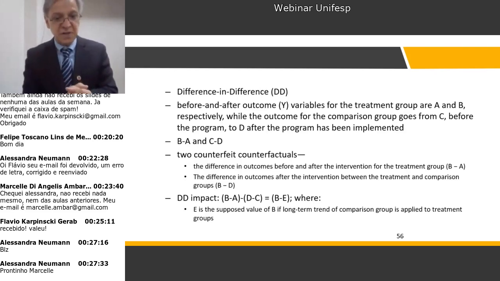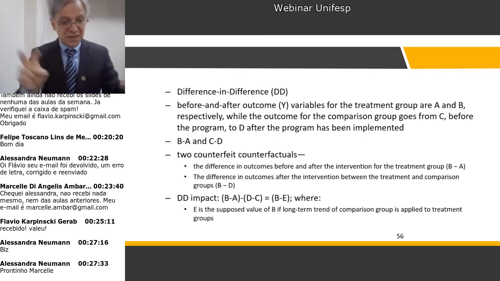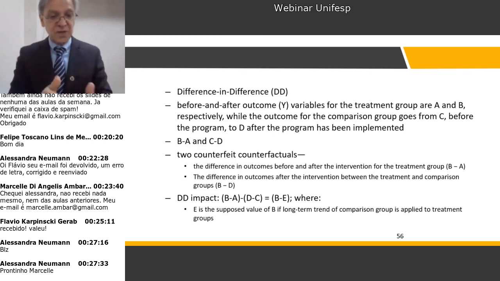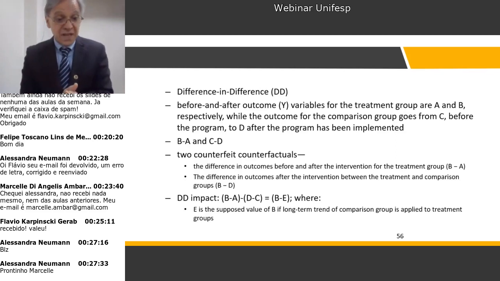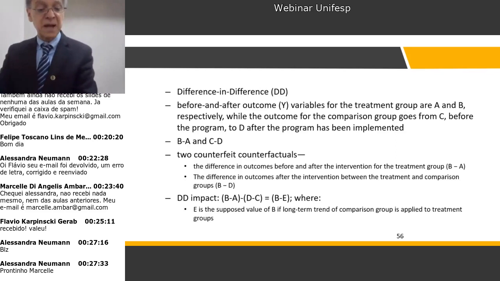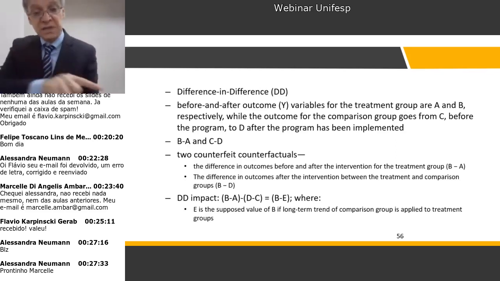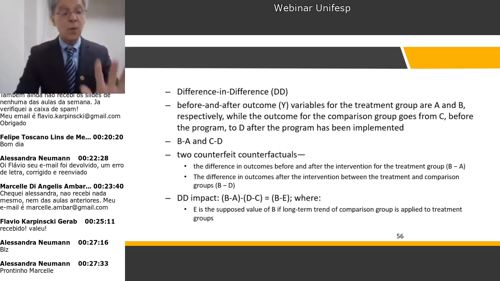And the difference in outcomes after the intervention between the treatment and comparison group, I call B minus D, because it's between treatment and comparison group. So the difference in difference becomes B minus A minus D minus C, which ends up being B minus E, where E is the supposed value of B if the long-term trend of the comparison group is applied to the treatment group. I don't know what the randomization could give me, but I know over time, in a line, it would have given me that. I want you to read it, it's too quick, and I just wanted you to know the concept at least.